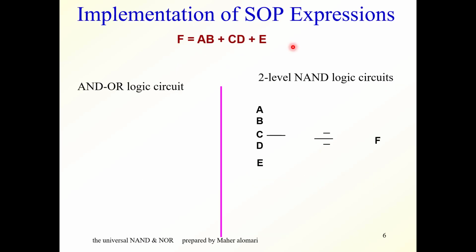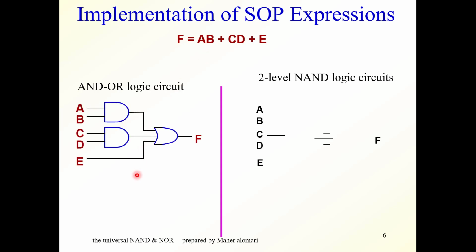Now let's do the implementation in a different way. Given the function, notice that this is in the sum of product form. We can use the AND-OR logic to implement this circuit, and we will get this circuit. Here we have an AND gate, and all the three parts here are ORed together to give me an F, which is actually this.